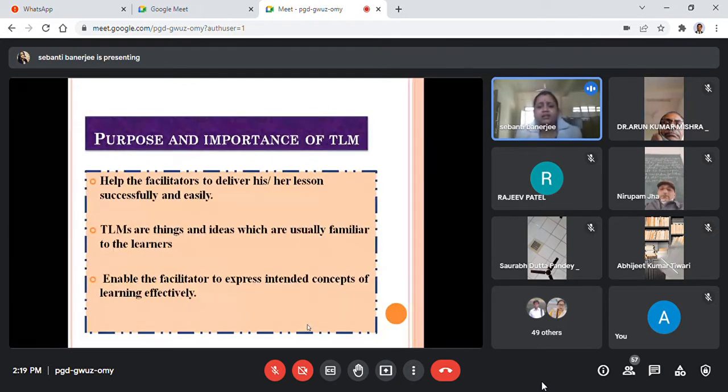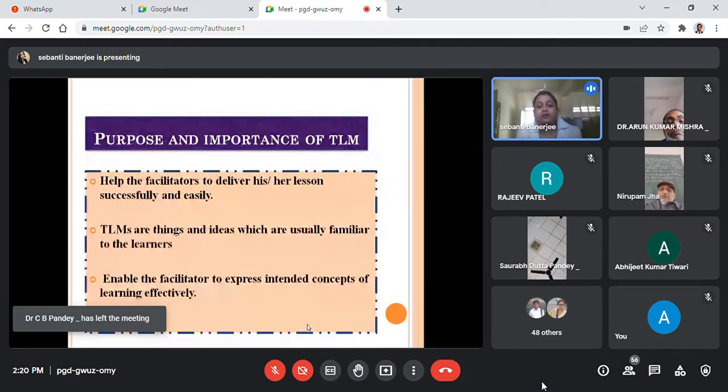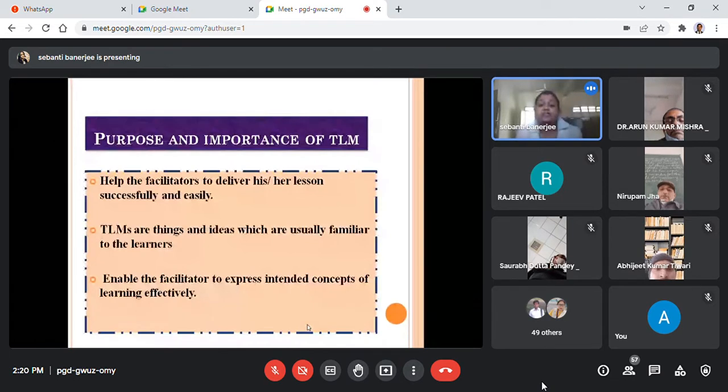TLMs are things and ideas which are usually familiar to the learners. Obviously, we all know Piaget's theory, that learners receive packs of schemas. So here TLMs should make a bridge between the previous schemas and the further schemas. That means the TLMs should work as a catalyst in the teaching learning process for the holistic development of the students.